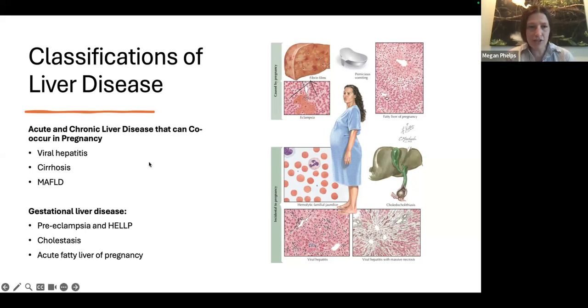And then there are gestational liver diseases that happen only in pregnancy or are caused by pregnancy. So here, eclampsia, fatty liver. We'll talk about the hypertensive diseases of pregnancy, cholestasis, and acute fatty liver of pregnancy.